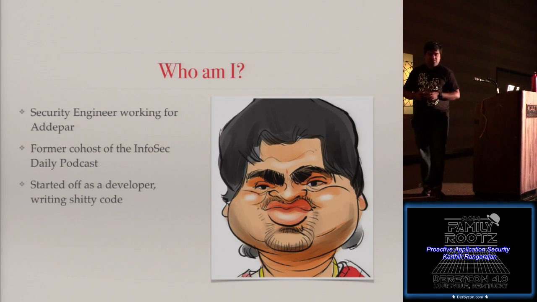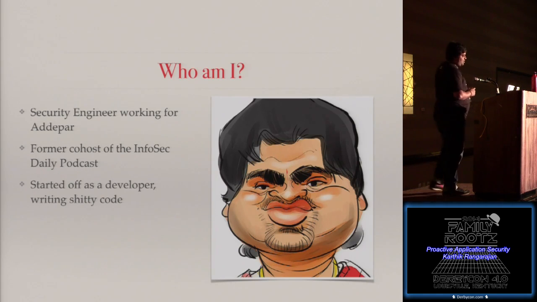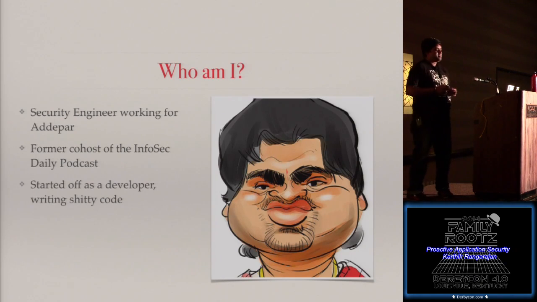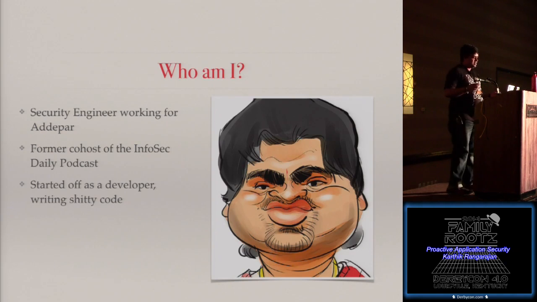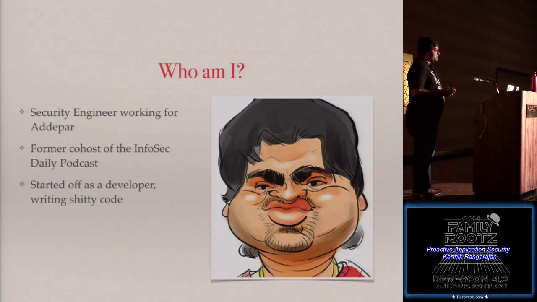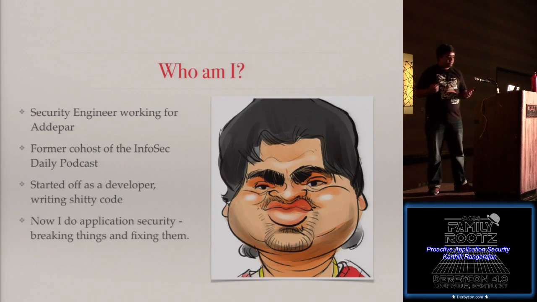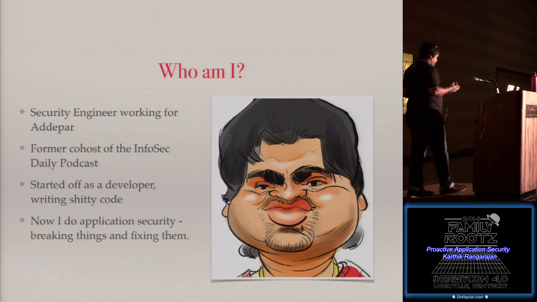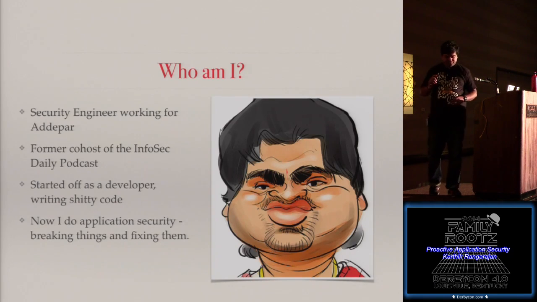I started off in the information technology field as a developer writing really bad code. Eventually, somebody discovered that I don't have the talent to be a good developer and decided that I should learn some security. I started doing code reviews, and then I eventually figured, hey, I'm good at this stuff, so let me just be an application security engineer. So what I do now is I break things, find problems, and recently I have started fixing them.